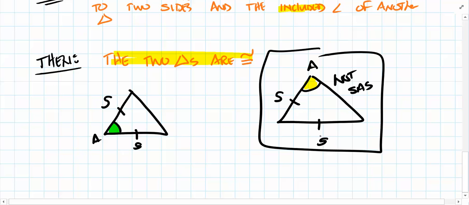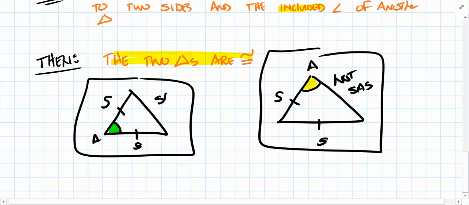Or side side angle, however you look at it, right? So this is not side angle side. This one is side angle side. Do you see the difference between the two? So the angle has to be between the two sides. That's what the word included means. It has to be in between them. Do you see the difference?